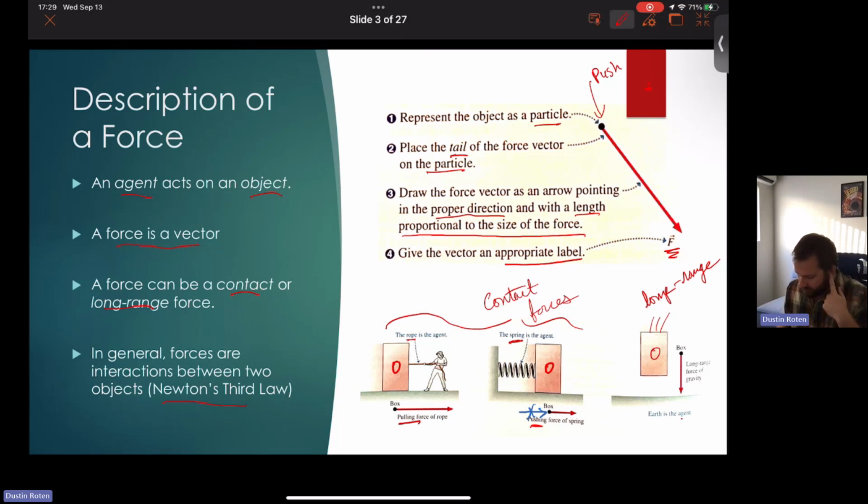So in this case, Earth is the agent, and you'll notice that they're not actually touching each other, right? So there's no contact, but still the object and the agent are interacting. Okay, the Earth is going to pull with gravity. It's going to pull the box down.